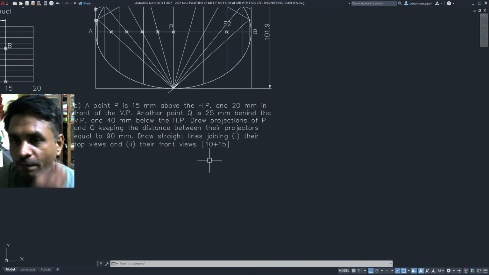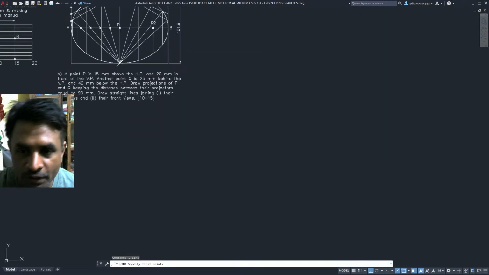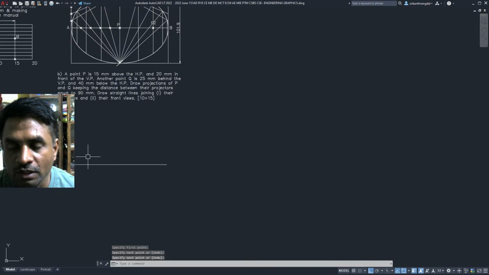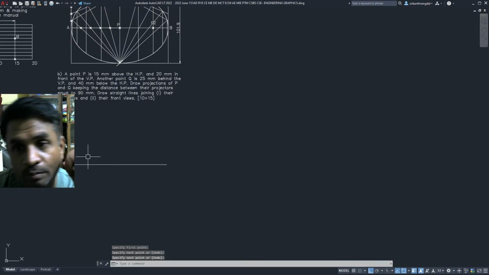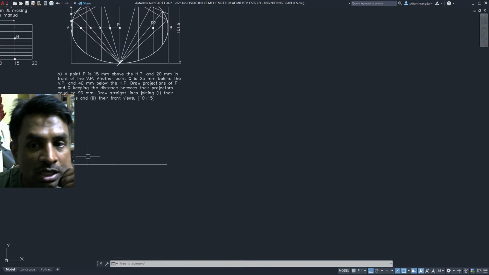Let's go for the next one. And the next one is projection of points. Let us see. So first, indeed, we need to draw the xy line, and we have a point P which is 15 mm above HP and 20 mm in front of VP. Another point Q is 25 mm behind VP and 40 mm below HP. So this is going to be in the fourth quadrant, as the first point that we got is going to be in the first quadrant. So this one is going to be in the third quadrant.